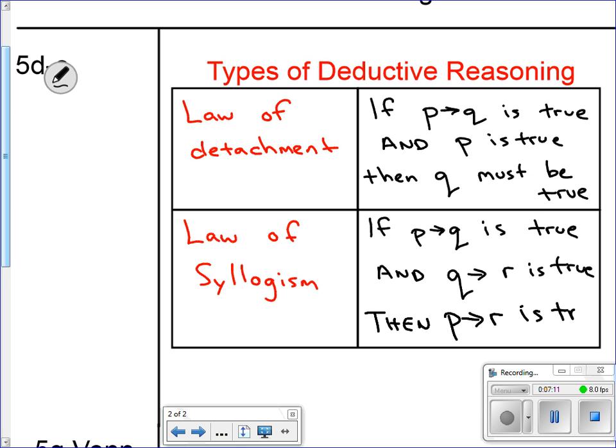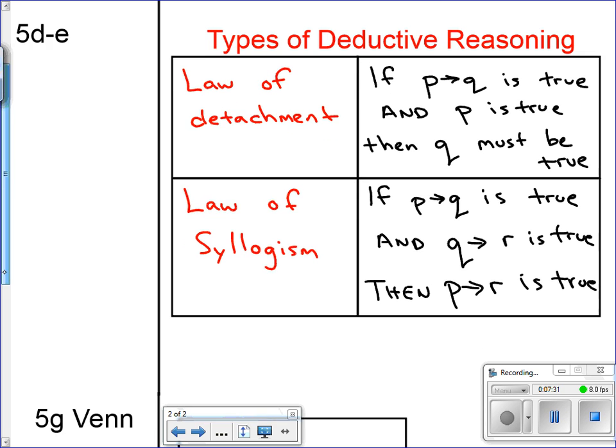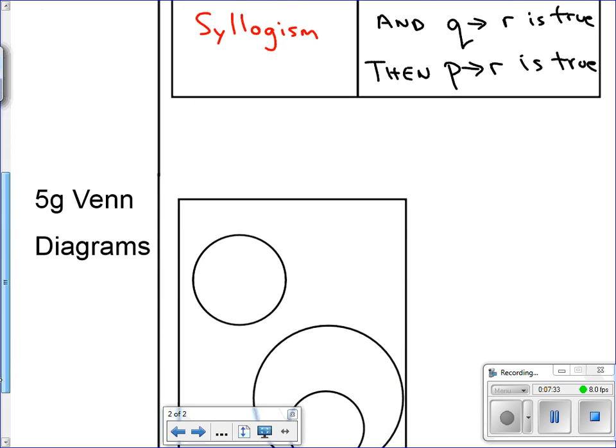We don't need that middle step because we know that if P happens, Q has to happen. And anytime Q happens, R has to happen. And therefore, we can exclude that middle step, and we notice that anytime P happens, R has to happen. And that's syllogism. Or like I said, it's a lot like the transitive property you would have studied back in algebra.